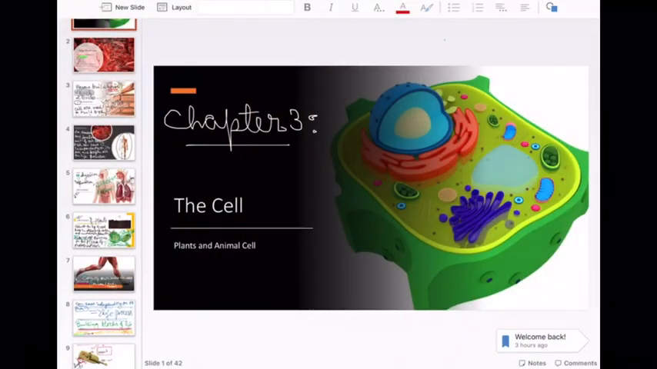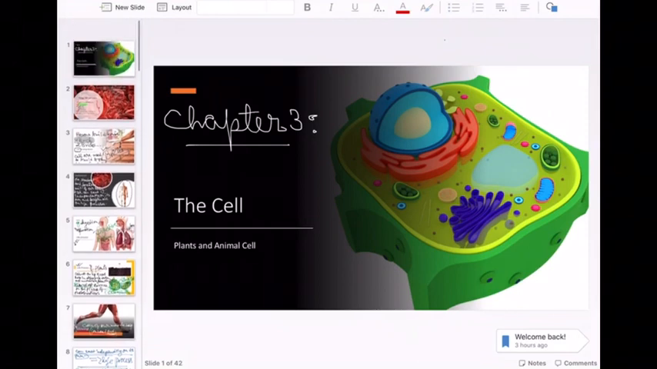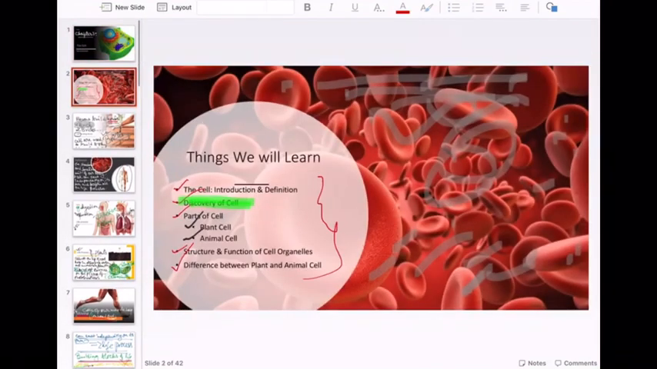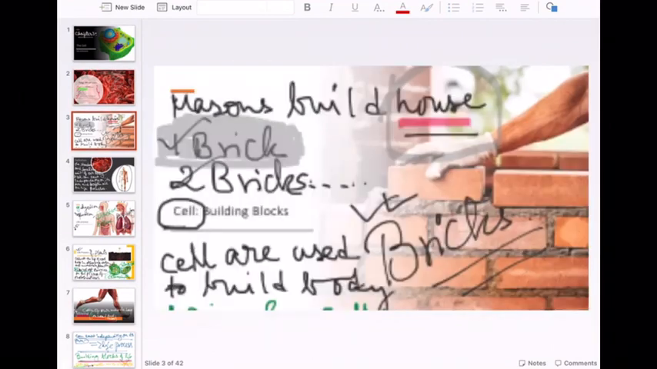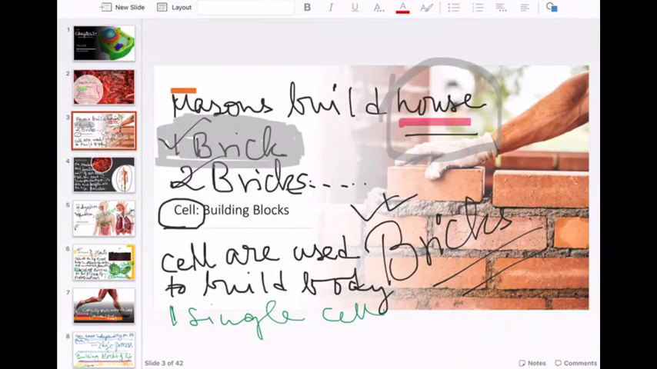So, students, we started chapter 3 of our textbook, Ratna Sagar Biology text, the cell of plants and animals. We are still with the introduction of the cell, and today we will move on to the diversity. Let's do a small recap of what we did the previous day.